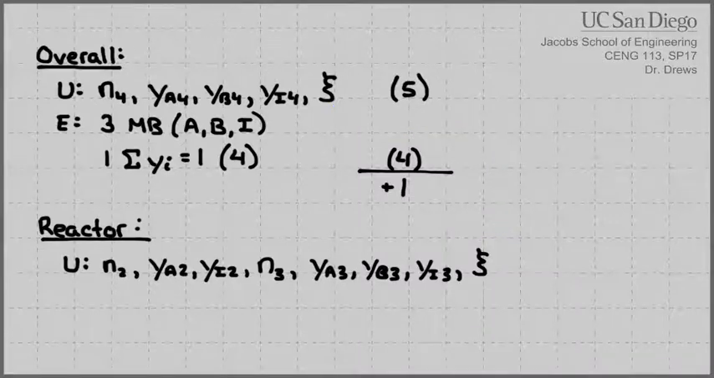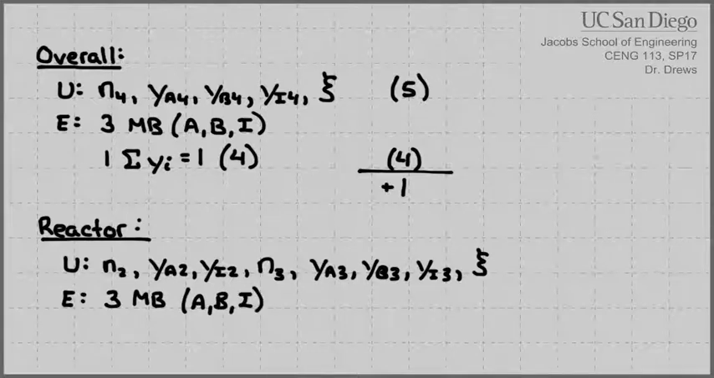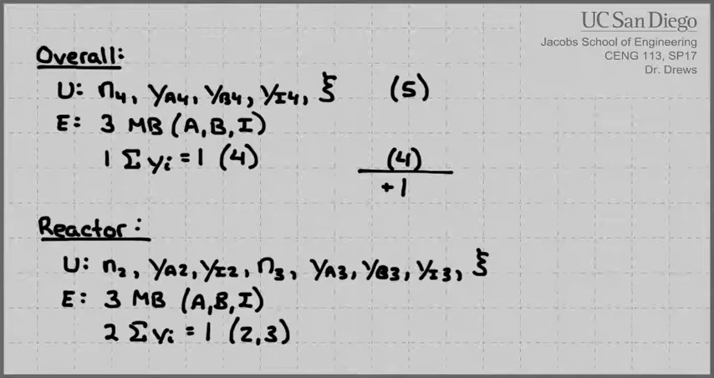So plenty of unknowns. Our equations, not so many. We get the same three material balances, again on A, B, and I. We get two sums of yi equal to 1, and specifically those are on streams 2 and 3. And we have one process spec.